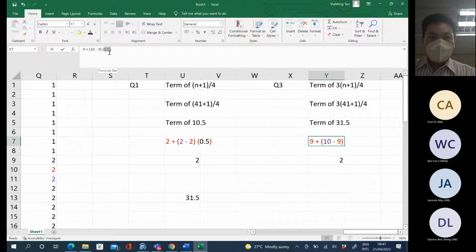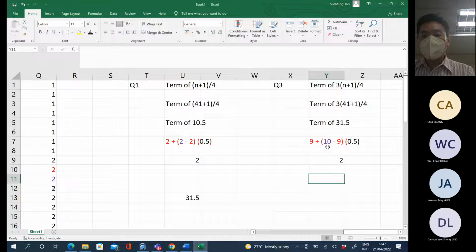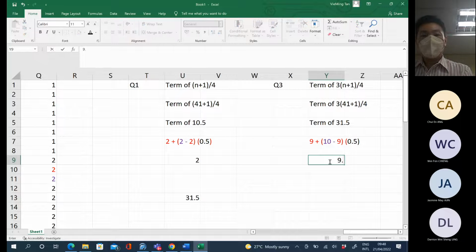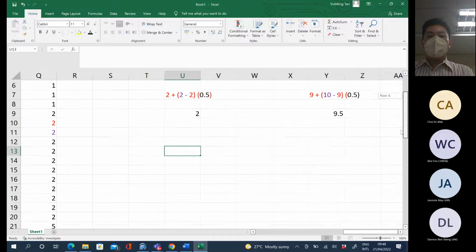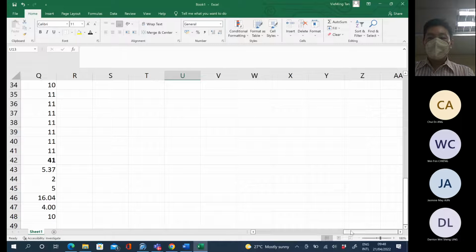I put black color. Okay, so let's try to simplify this expression. 10 minus 9 is 1. 1 multiplied 0.5 is 0.5. So 9 plus 0.5. So 9 plus 0.5 is 9.5. So once you know the Q1 and Q3 value, you can put these two numbers for calculating the interquartile range.